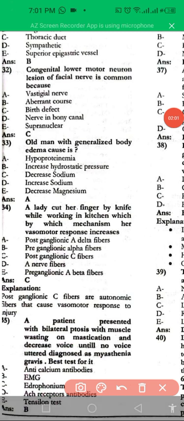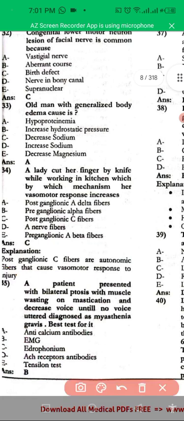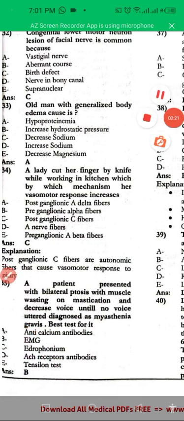Okay, so the next one: the patient presents with bilateral ptosis, muscle wasting, wasting of the muscles of mastication, and decreased voice with no uttering. Diagnosis is myasthenia gravis. Best test for this condition is electromyography. Electromyography is the best test for diagnosis of myasthenia gravis.